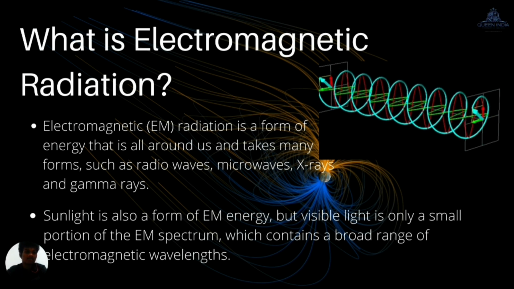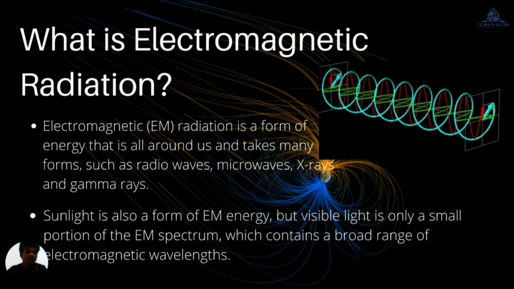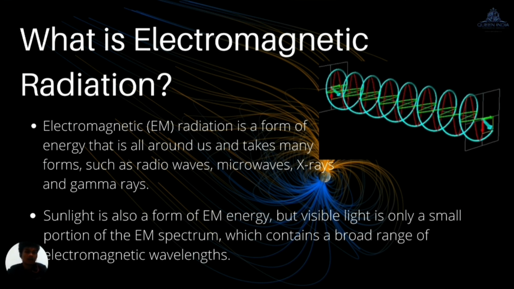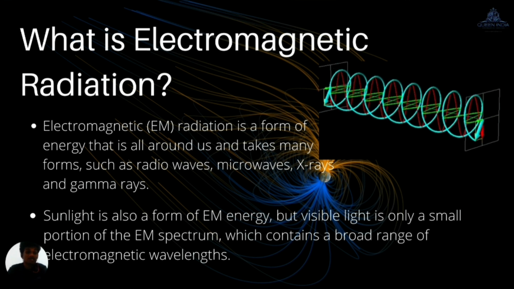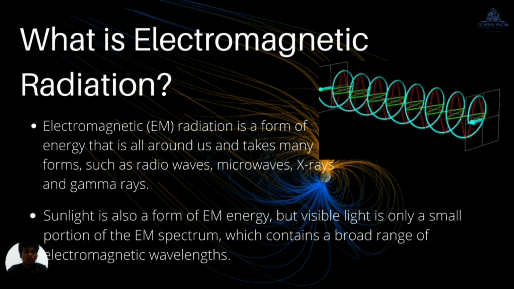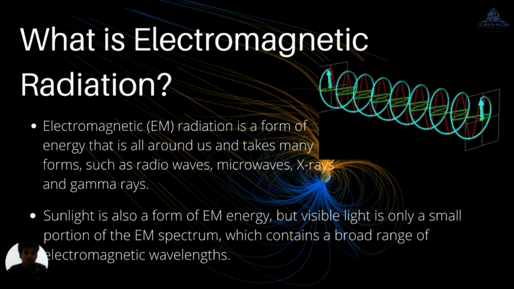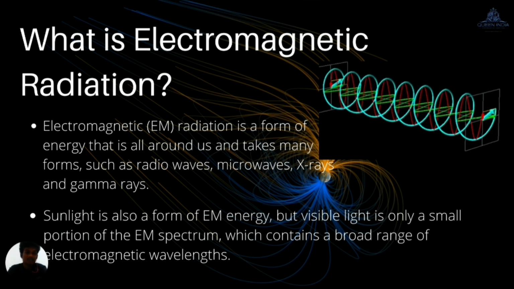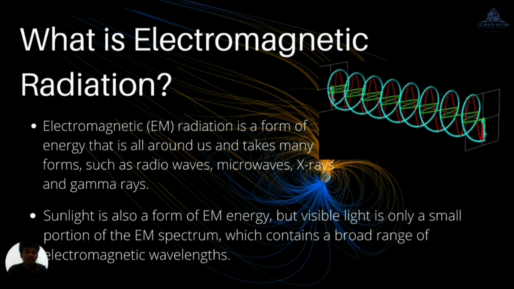Electromagnetic radiation is a form of energy. It is created from the electric field. The waves of the electromagnetic field are referred to as electromagnetic radiation. Electromagnetic radiation comes in different forms like radio waves, microwaves, X-rays and gamma rays. The Sun is also a source of electromagnetic radiation.